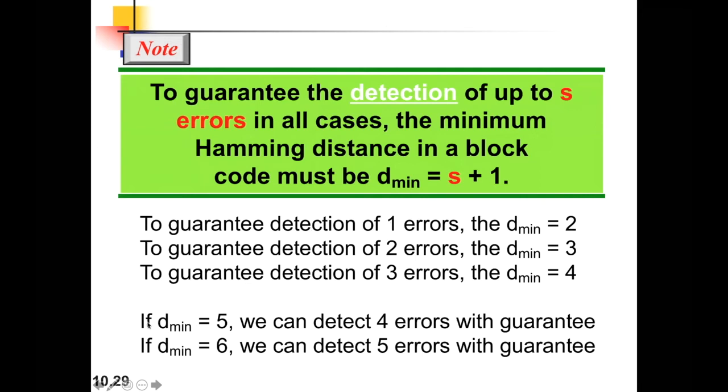I'm saying the same thing once again in the reverse way. If our minimum Hamming distance is 5, how many bits of error can we guarantee detection of? 4. If our minimum Hamming distance is 6, we can guarantee the detection of up to 5 bits of errors. So this is the relationship between minimum Hamming distance and the number of bits of errors that can be detected.